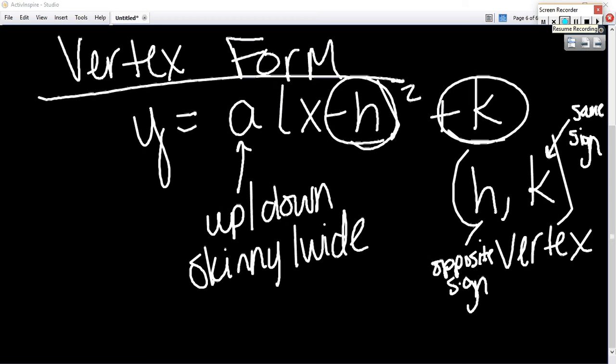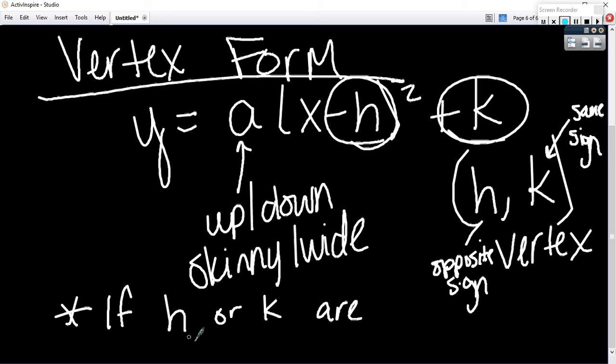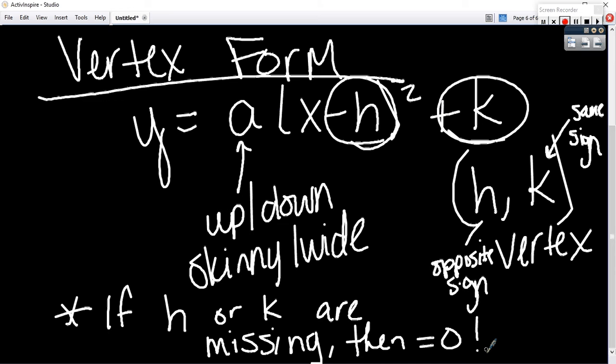The other thing I want to tell you before we dive right into graphing is that if H or K are missing, what value do you think they take on? 0. Well, it could be, but then if they're both missing, it's really a standard form equation because it would just be ax squared. But if you think about ax squared, like what we did in our warm-up, 2x squared, the vertex was 0, 0. That's right.